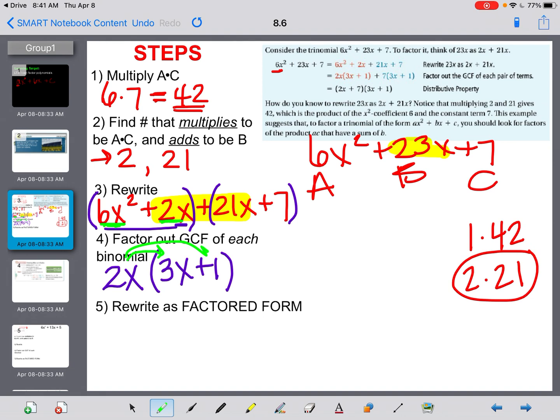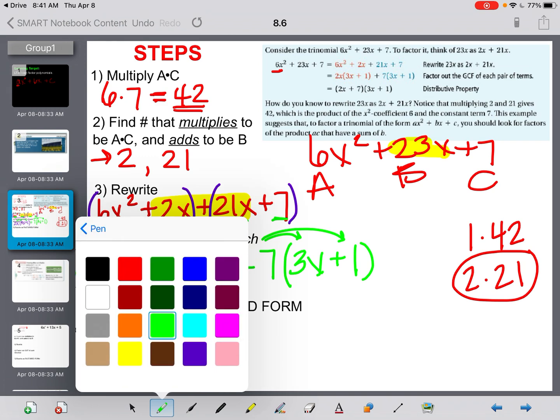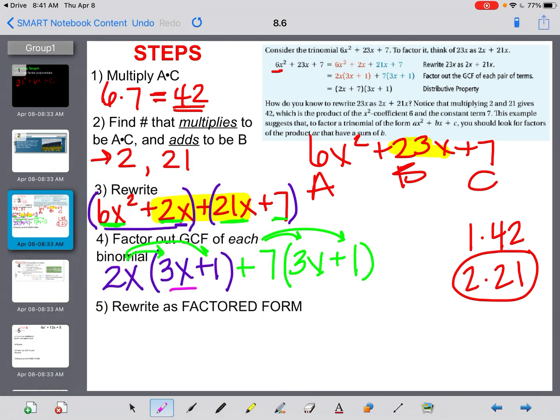Okay, this second binomial, I can take out a 7 out of each one of them, and that leaves me with 3x, because 7 times 3x gives me this 21x, plus 1. 7 times 1 gives me this 7. And one good thing that I can see, and that I need to check every time, is that these two should be the same.